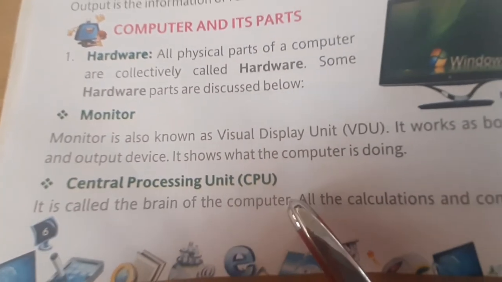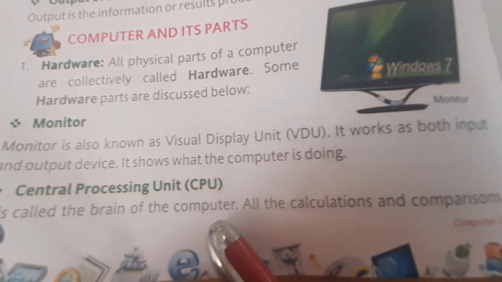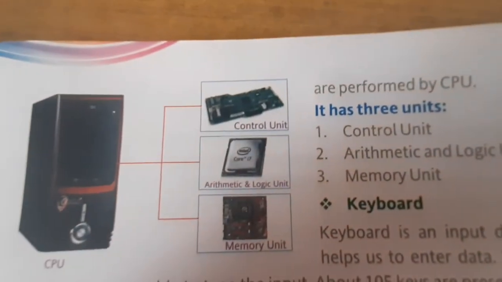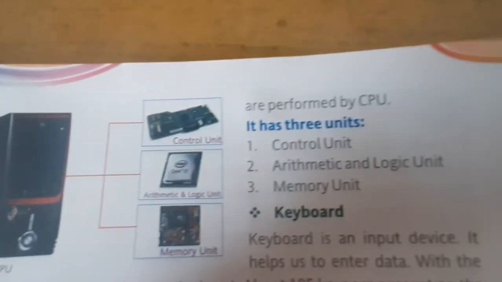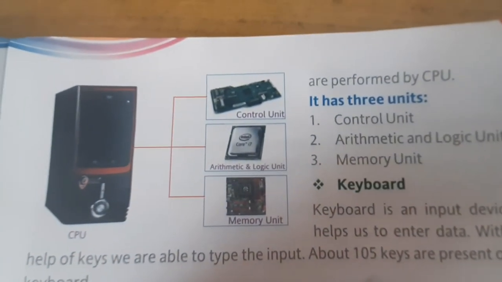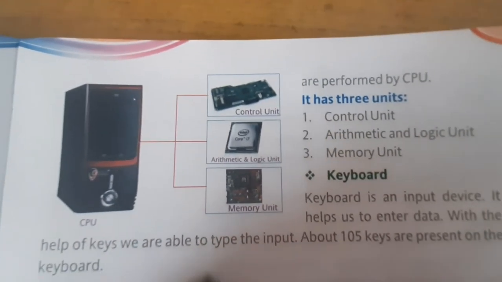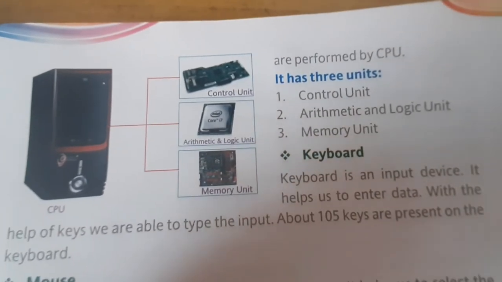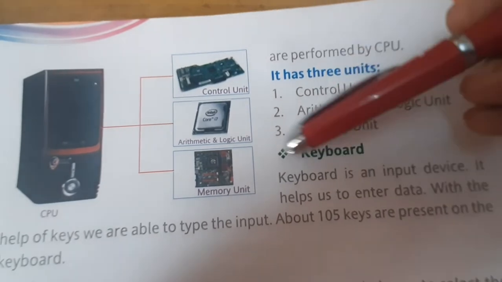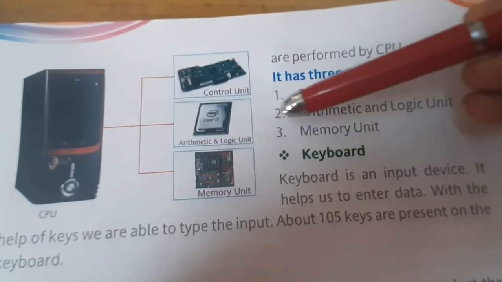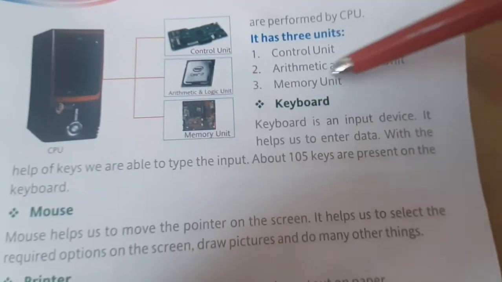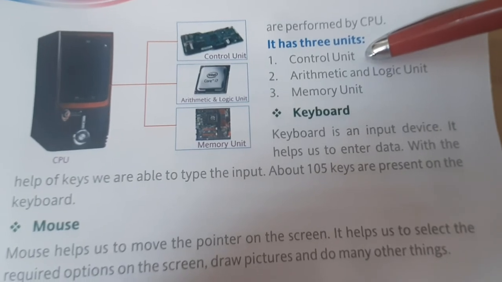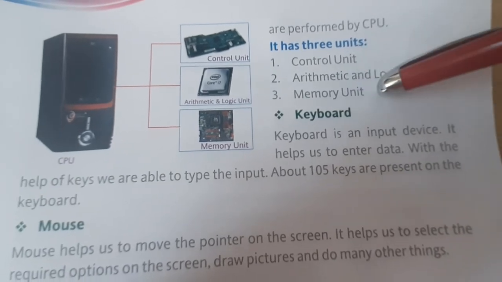Then central processing unit, CPU. It is called the brain of the computer. All the calculations and comparisons are performed by CPU. So it is one of the most important parts of the computer, because without it computer is unable to do anything. It is just a simple metal box. Okay, so it is required because it will perform the functions. It has 3 units: control unit, arithmetic and logic unit, and memory unit. It is divided into these 3 units.